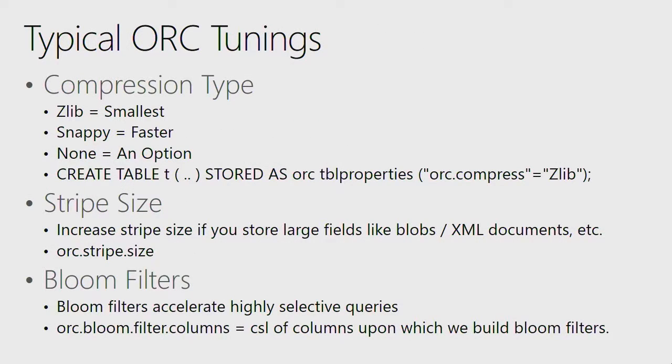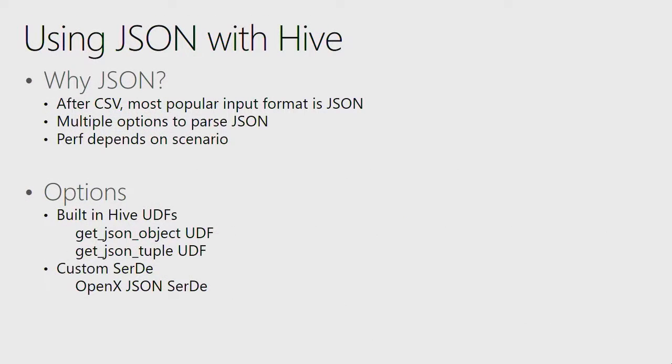You can do a few more ORC tunings. You can choose different compression types like zlib and snappy. It depends on whether you want to pay the cost of performance. You can also choose the stripe size, and especially if you have to store large fields like blobs or XML documents, we recommend increasing the stripe size. And finally, you can also use Bloom filters, which accelerate highly selective queries, and you can do that using this option.